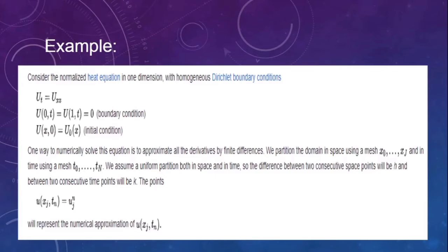We partition the domain space using a mesh of x sub 0 to x sub J, and time using a mesh t sub 0, t sub 1 to t sub N. We assume a uniform partition both in space and time, so the difference between two consecutive space points will be h, and between two consecutive time points will be k. The points will be u(x sub j, t sub n), and u raised to n sub j will represent the numerical approximation of u(x sub j, t sub n).